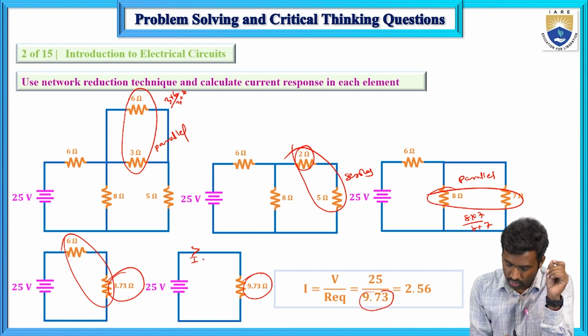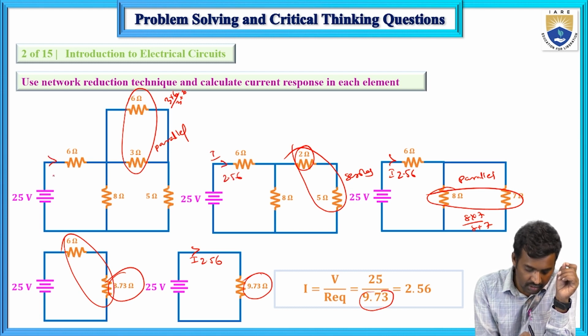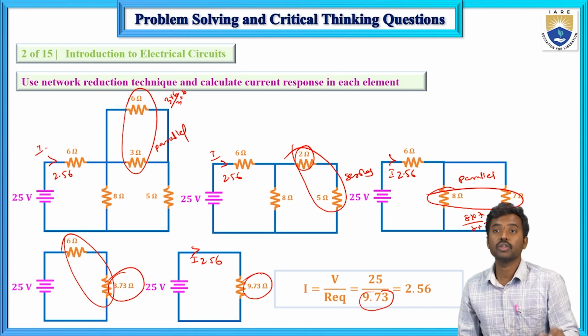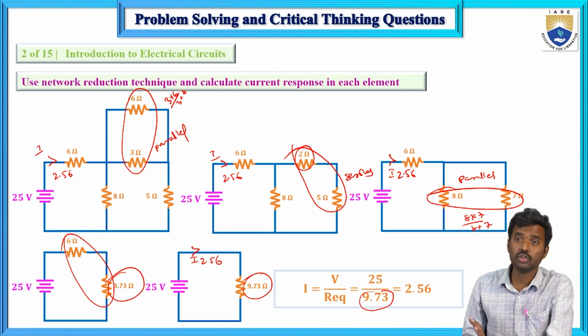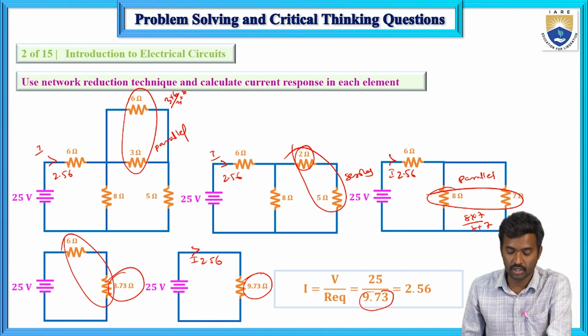This source current equals 2.56. This current equals 2.56, and this current equals 2.56. This is I, and this current equals 2.56. This is the current flowing through the 6 ohms resistor. So 6 ohms resistor current is completed. Now we need the current flowing through the 8 ohms resistor and 5 ohms resistor. Next 3 ohms resistor and 6 ohms resistor.